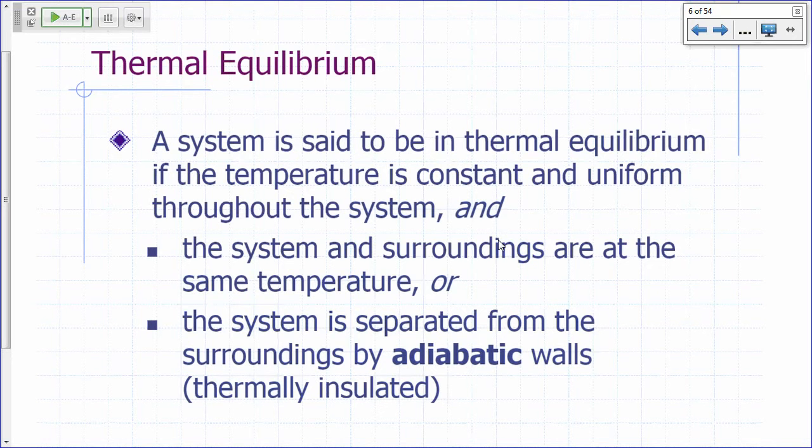Now, if your system is separated from the surroundings by adiabatic walls, the word adiabatic walls means it's thermally insulated. So if you're not letting heat flow between your system and your surroundings, then you say your system is at thermal equilibrium if the system itself has a constant temperature, okay, and that temperature is uniform throughout the system.